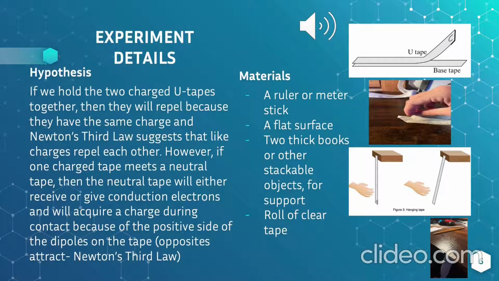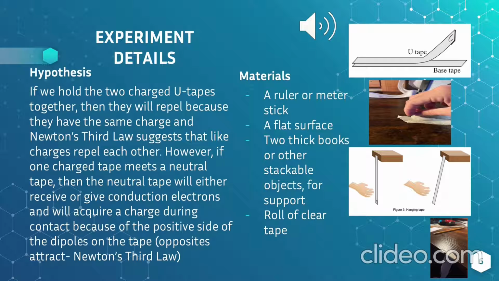I originally hypothesized that because the two tapes have similar charges, they will repel. However, since they're not touching, I did not initially believe electrons would be able to transfer over because there was no physical contact between the tapes. However, if one of the charged tapes met a neutral tape, the neutral tape would either give or receive conduction electrons and acquire a charge because of the positive side of the dipoles on the tape, which is supported by Newton's third law that states that opposites attract.